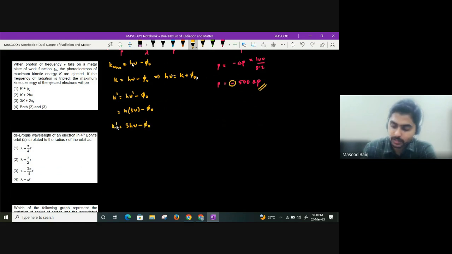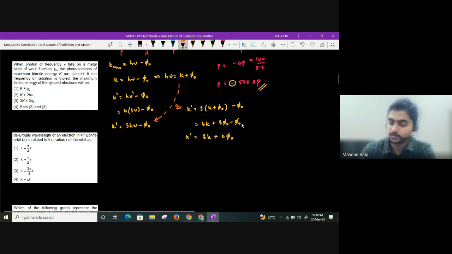Now in place of h nu, what am I going to substitute? In place of h nu, I'll substitute this. So if I substitute it, what are we going to get? New kinetic energy will be 3 times K plus phi naught, minus phi naught, which turns out to be 3K plus 3 phi naught minus phi naught, which will be 3K plus 2 phi naught, guys. This will be our new kinetic energy. Clear, everyone?